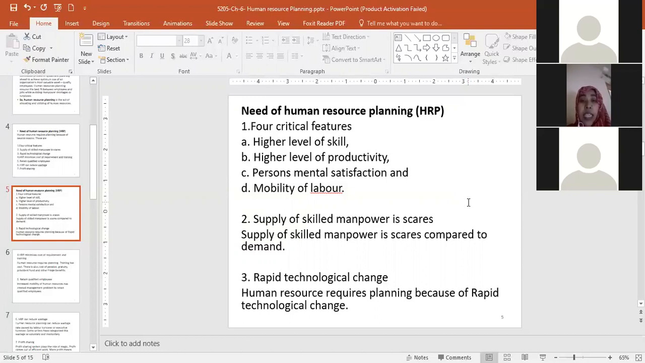And then the second is supply of skilled manpower. Supply of skilled manpower is scarce compared to demand. Demand for skilled managers has been rising due to increased growth process. Skilled hand is a mobile commodity and can be transferred from one country to another.